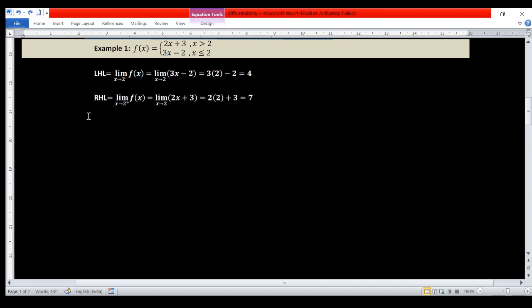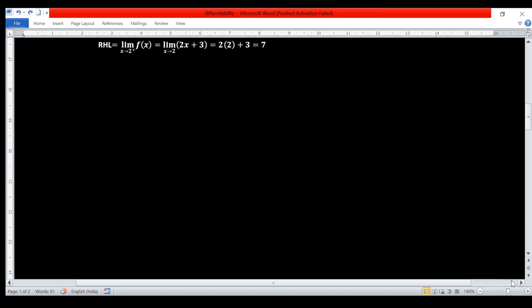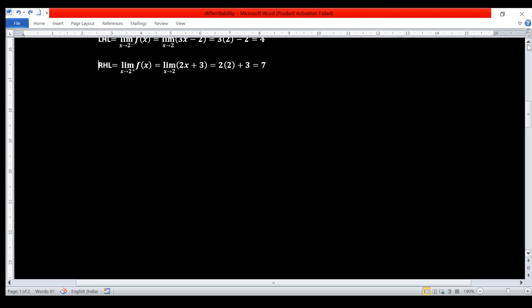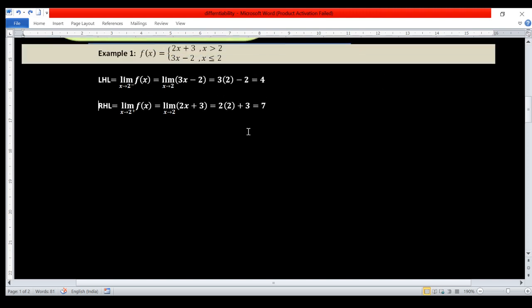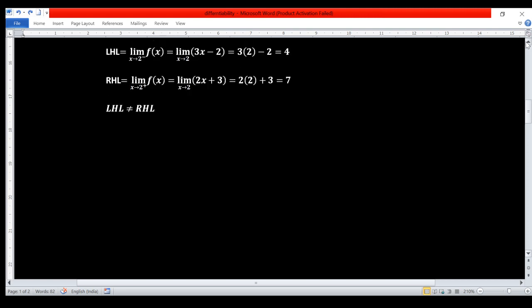Next, RHL: limit x tends to 2 plus of f of x. This time it is greater than 2, and greater than 2 means 2x plus 3. The function f of x follows the definition 2x plus 3. Replace x with 2: 2 twos are 4, 4 plus 3 is 7. So the left hand limit is not equal to the right hand limit. We are testing continuity first here.